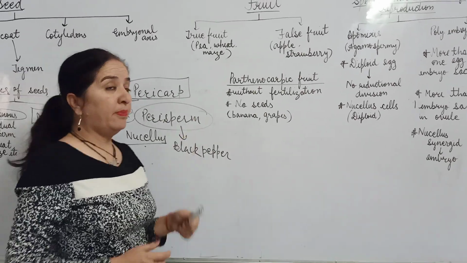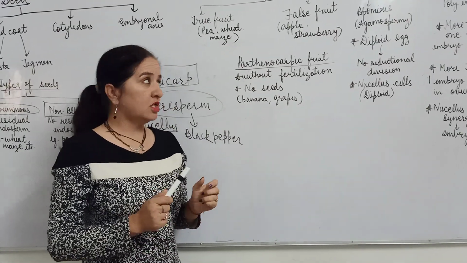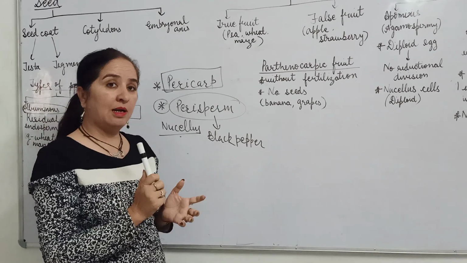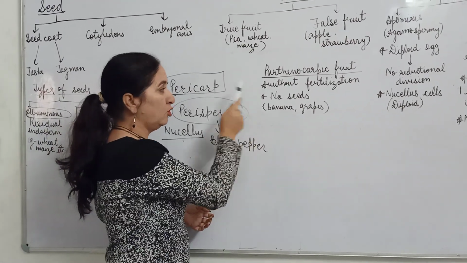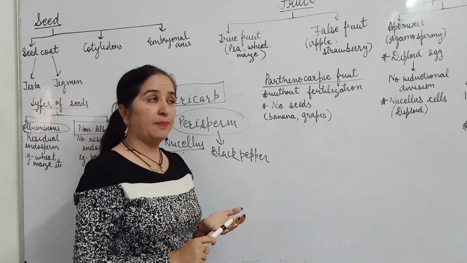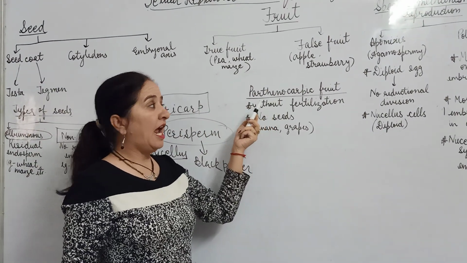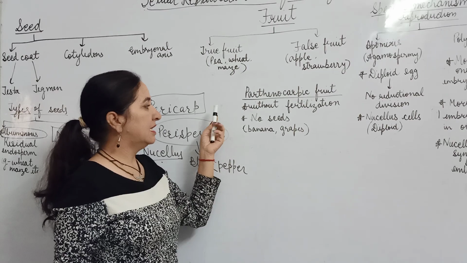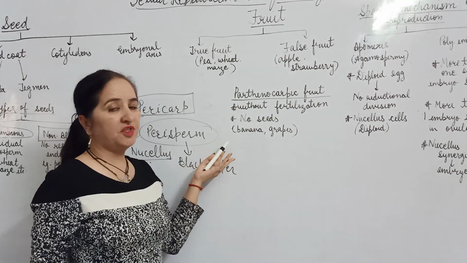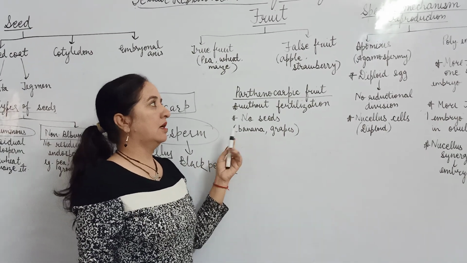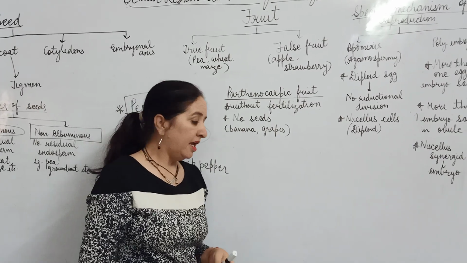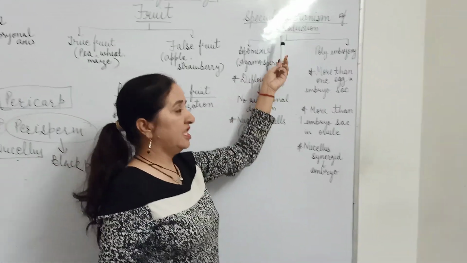True fruits are pea, wheat, maize, all other fruits, because generally all the fruits form from the ovary only. What are parthenocarpic fruits? Generally fruit formation is done with the help of fertilization, but in a few plants like banana and grapes, the fruit formation is done without fertilization. And these plants are seedless, they do not have seeds. Example, banana and grapes.